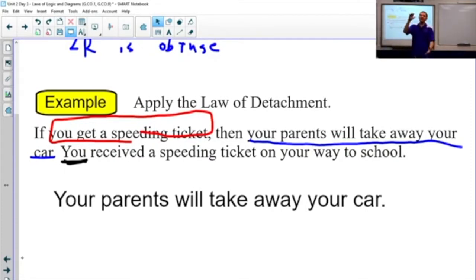So it's honing in on a specific case, a specific example where the if-then statement applies. That's all that detachment means. It's just, here's a specific example.